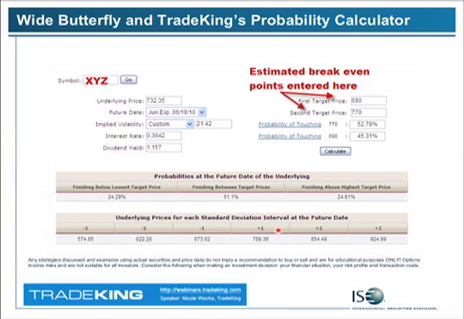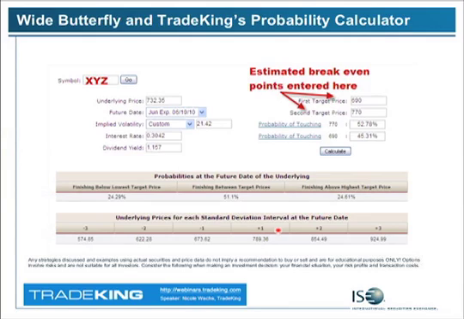Let me say that again. The first standard deviation says that we expect the range of this security, XYZ, to be between 673 and 789 over the next 51 days. We say with 68% probability, and it's currently trading at 732. So we think it'll fluctuate between 732 all the way down to 673 and all the way up to 789 between now and expiration.